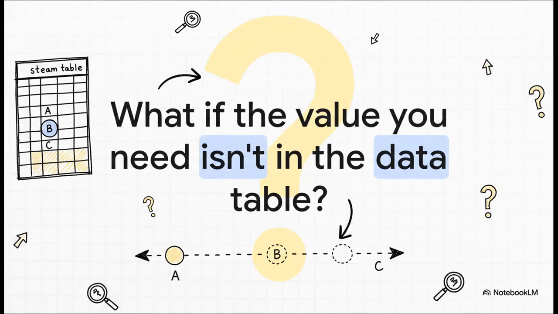So, picture this. You're deep into a problem. Maybe you're working with a steam table for a thermodynamics class. You've got the number for point A, and you've got the number for point C, but the one you actually need is point B, sitting right there in the middle, in a gap in your data. What do you do? Just guess? No way.